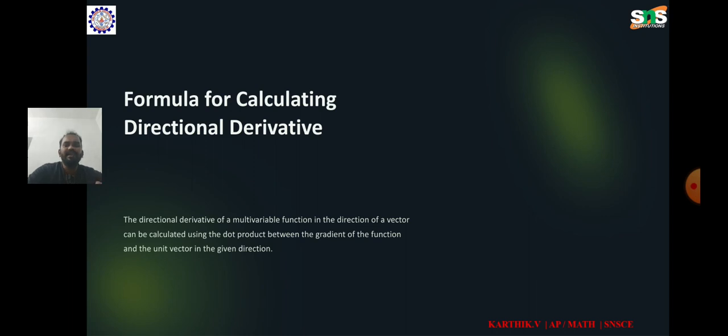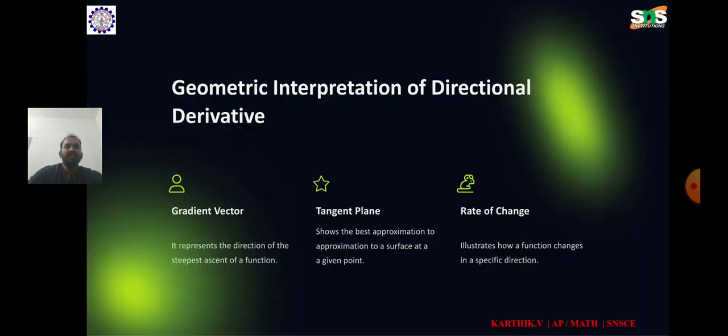Formula for calculating the directional derivative. The formula for calculating the directional derivative of a function is ∇f · v, where ∇f is the gradient of f evaluated at a point (x1, x2, ..., xn). The gradient is a vector of the partial derivatives of f with respect to each variable.